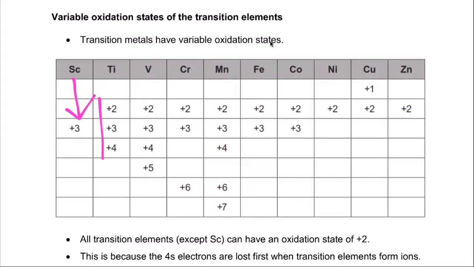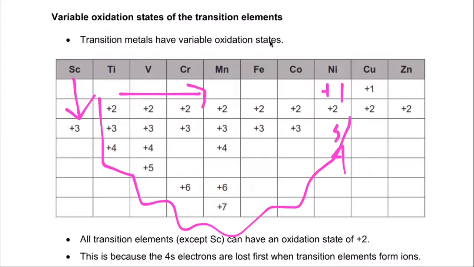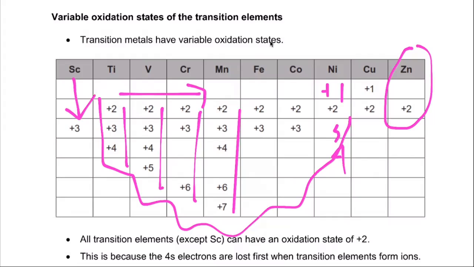So it usually only forms a +3. All of these other ones though, and there are some numbers in here that aren't even filled in, like nickel can actually be 1, 2, 3, or 4. So there are some that are missing in here. What you're going to notice is that as you increase, the number of possible oxidation states increases, and then at manganese it starts decreasing again. When you get over here to zinc, because zinc is technically not a transition metal by our definition, it only has +2 because it can only lose the 4s electrons. Its 3d is full with 10, and it's not going to lose any of them.